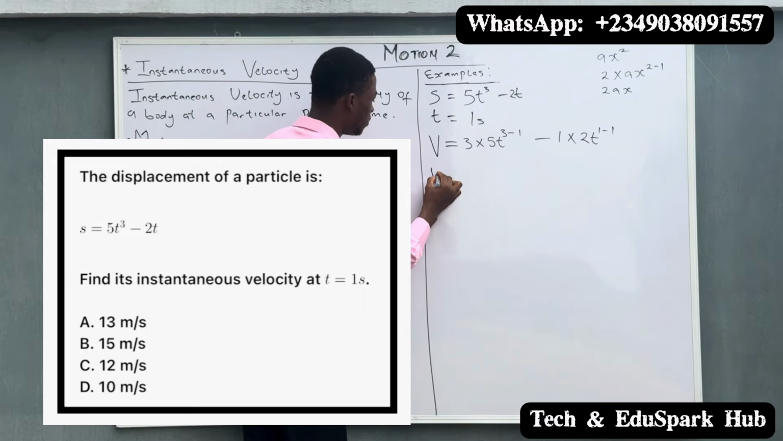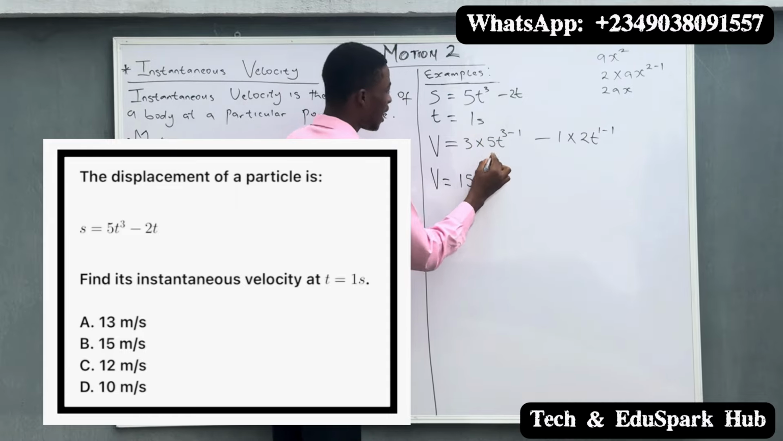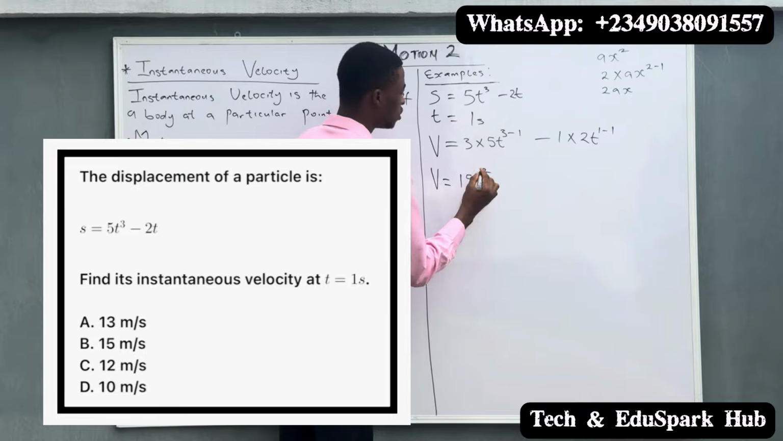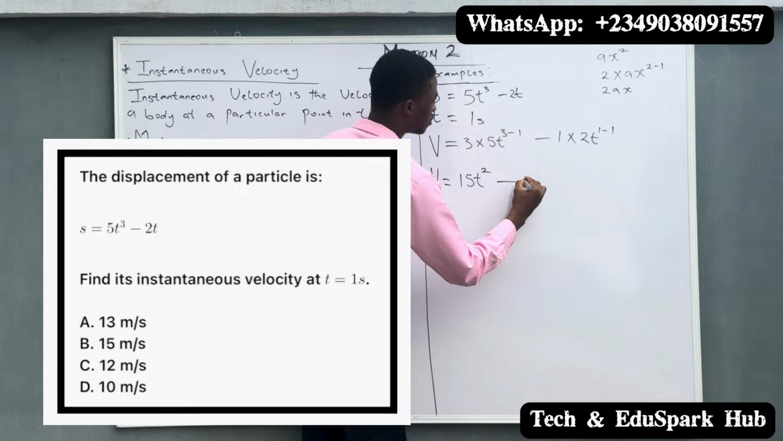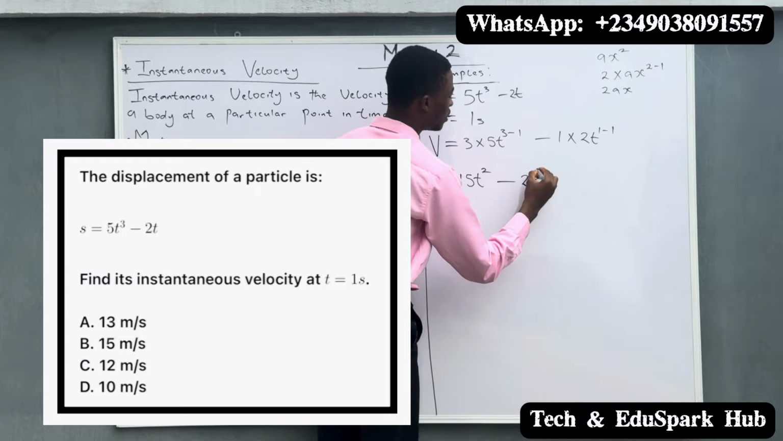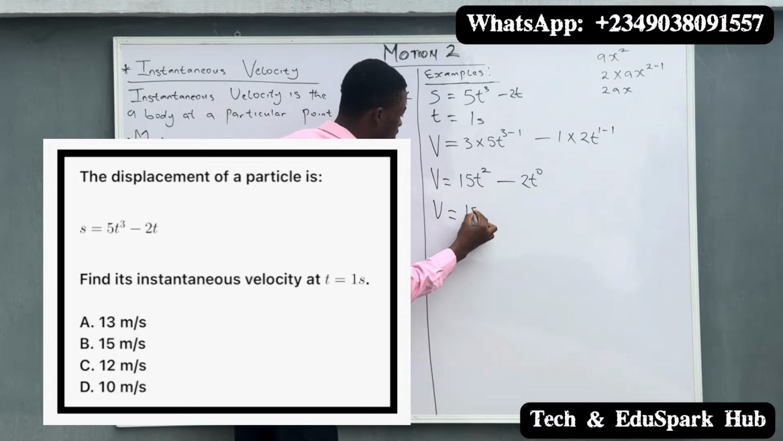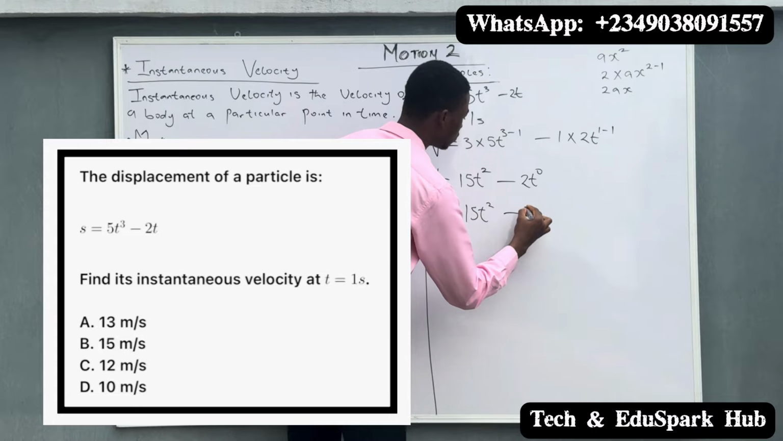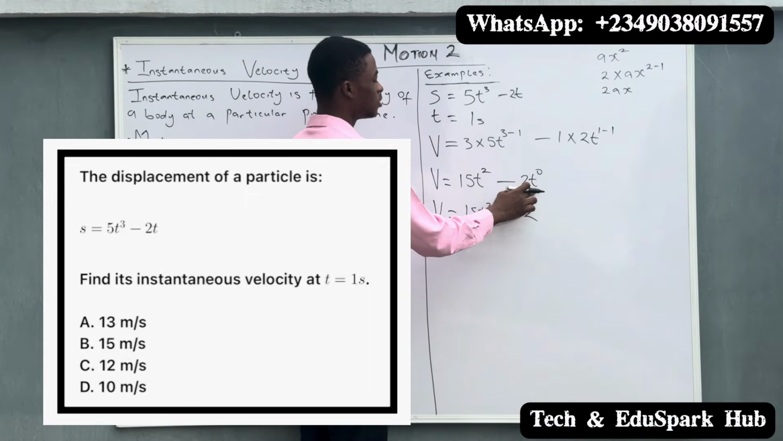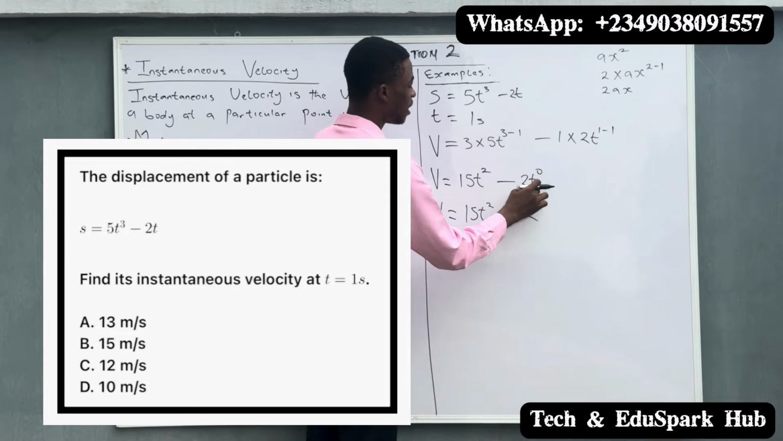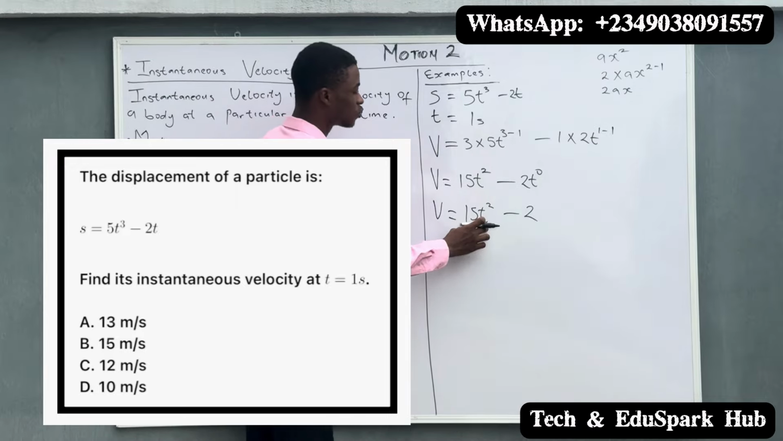So in this case, our v will be given as 3 multiplied by 5t, which will give us 15t. And this power, 3 minus 1, will give us 2. So this is differentiated already. Then minus 1 multiplied by 2t will give us 2t, and 1 minus 1 will give us 0. So our v will be given as 15t squared minus 2, because anything raised to power 0 is 1. So t raised to power 0 is 1, and 2 multiplied by 1 will give us 2. That is why we have v equal to 15t squared minus 2.